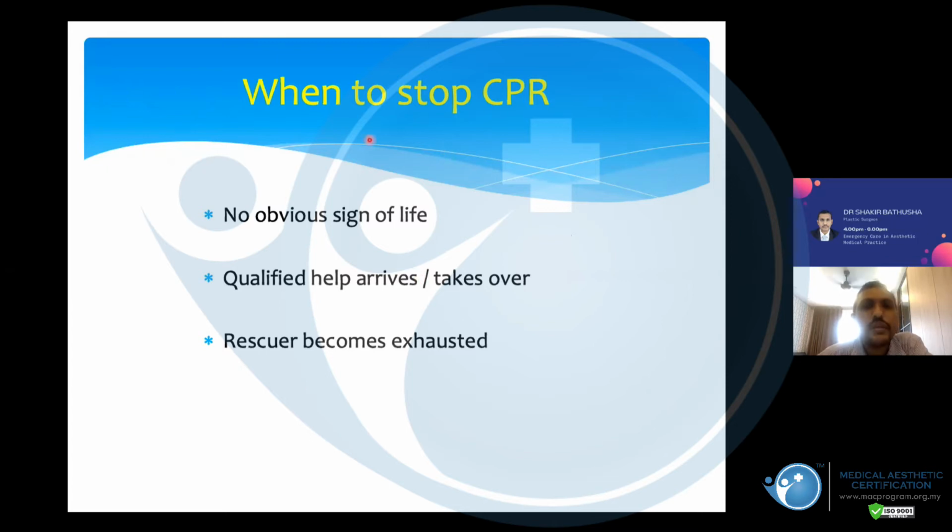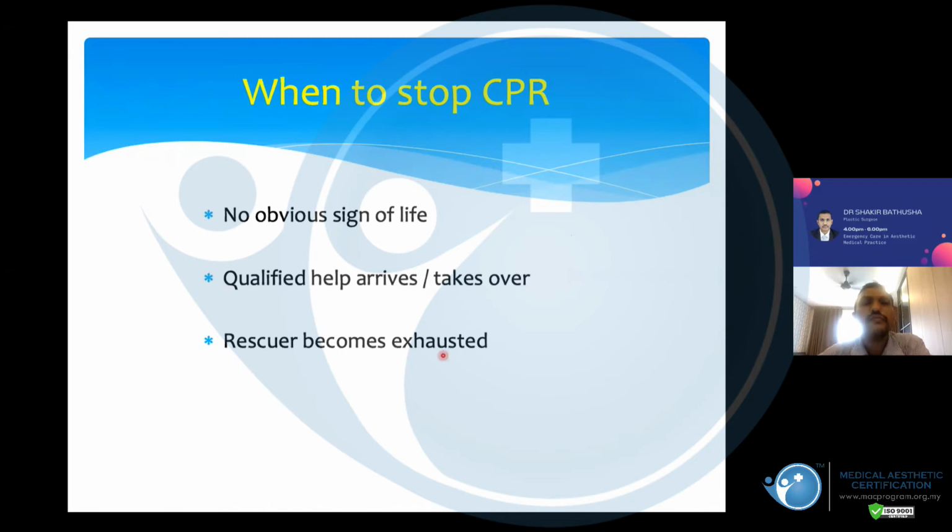Again, when to stop CPR? When there are no obvious signs of life, or you have exhausted yourself. You have done more than 20 minutes of active cardiopulmonary resuscitation with no signs of ROSC. Or qualified help arrives, the paramedic arrives and takes over from you, or you become exhausted.